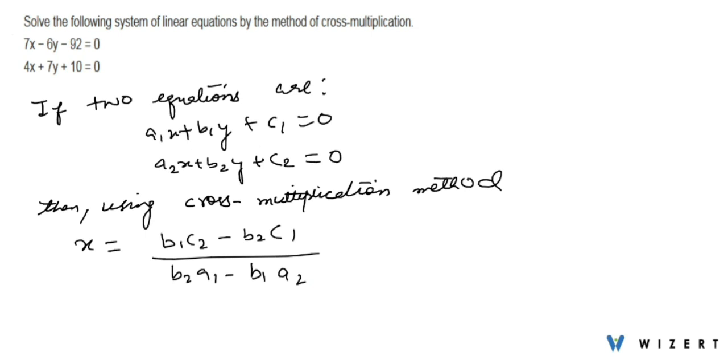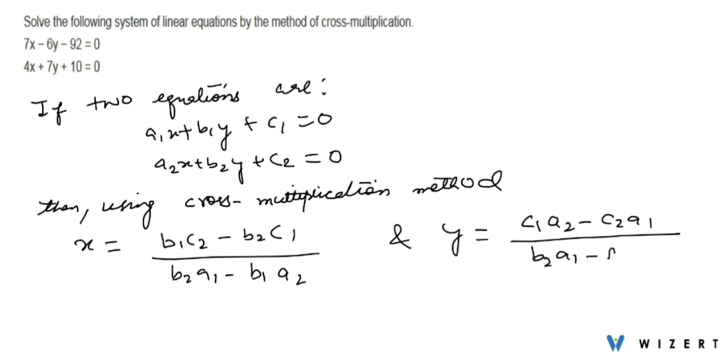Similarly, using cross multiplication method, y is represented by c1 a2 minus c2 a1 divided by, the denominator is same for both, so b2 a1 minus b1 a2. So this is how we calculate x and y. Now let us see the given equation.